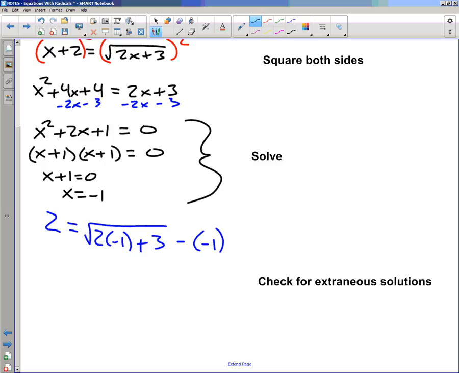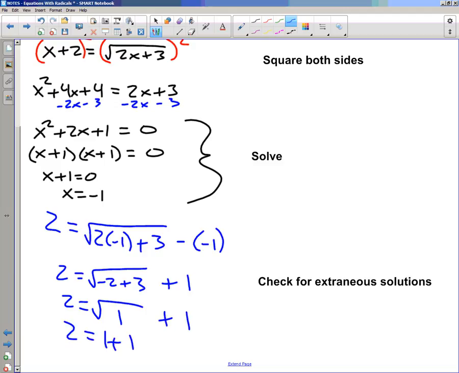So 2 equals negative 2 plus 3, minus negative 1 would be a plus 1 on the outside. 2 equals the square root of negative 2 plus 3 is 1, plus 1. The square root of 1 is 1. And 2 is equal to 1 plus 1, so I think it checks out here. So our final solution set is going to have a single solution, which is negative 1.